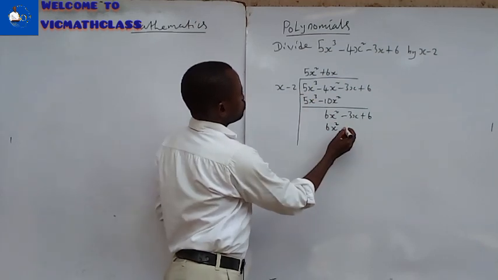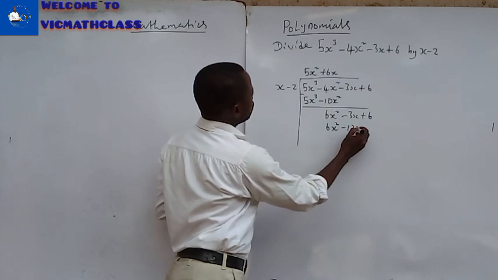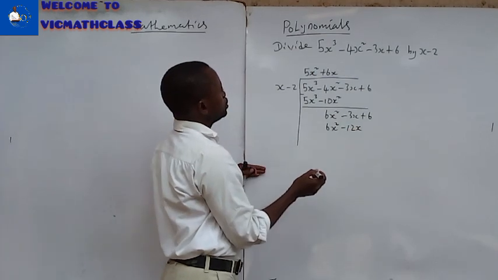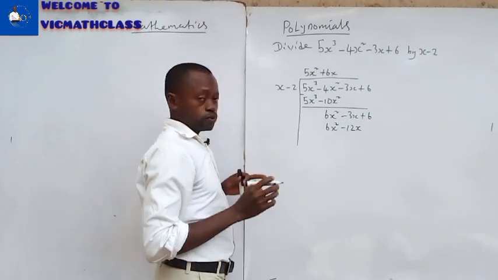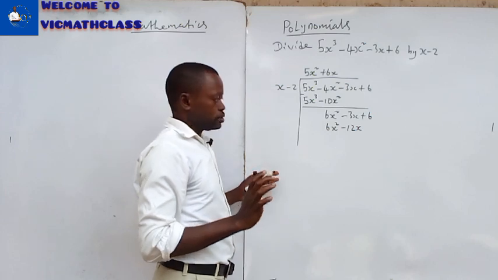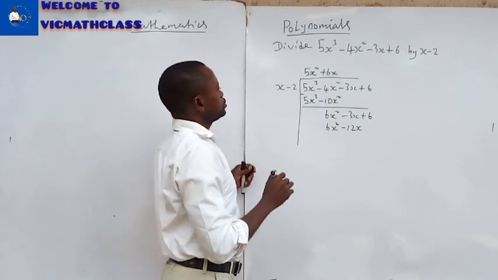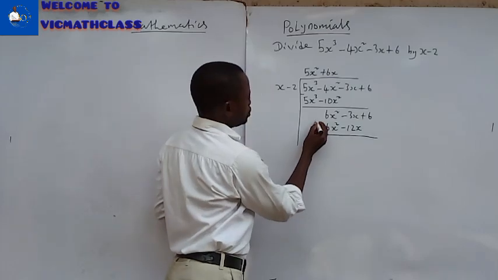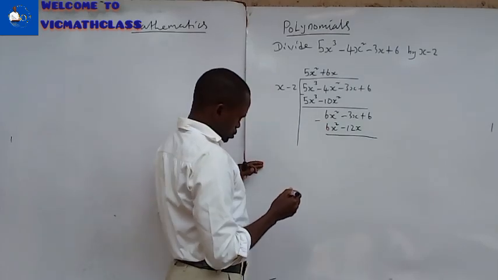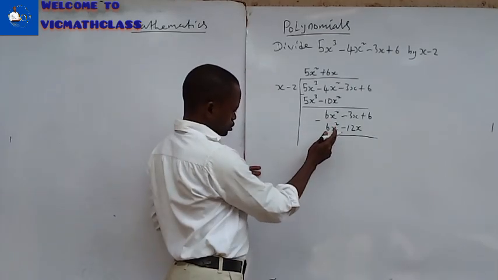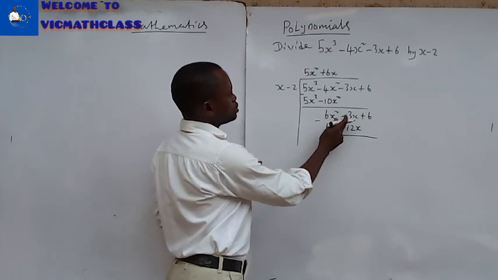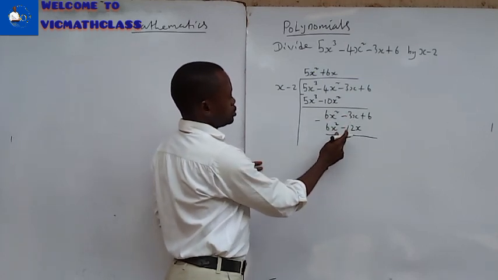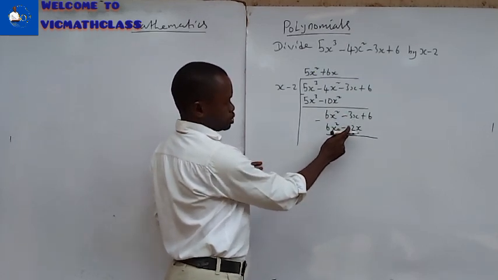Then this times this will give us minus 12x. Are we together? I hope we're following. I hope we're taking it gradually. All right. So we have this. The next is we subtract. What do we have here? This minus this is 0. This minus is going to be plus here.